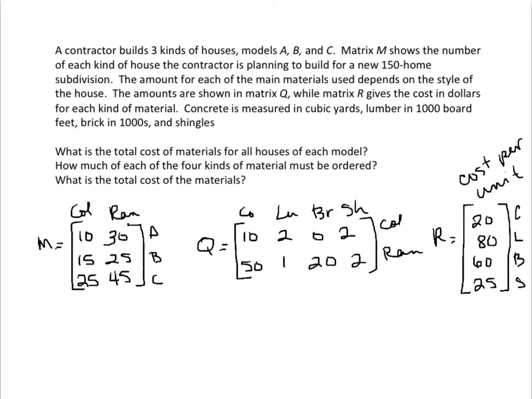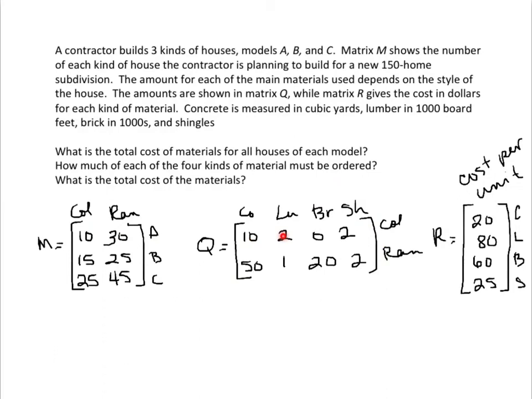In order to figure out a problem like this, really what you should be thinking about is what kinds of things are aligning. So if you look at these matrices, I've got colonial and ranch going on here, and colonial and ranch going on here. So I know that I'm going to need to multiply these two matrices together. And what that's going to tell me is how much of each material I'm going to need for each model. This is not something that I'm going to do on paper. I am going to do this in my calculator.